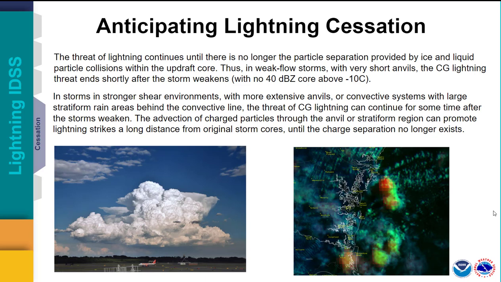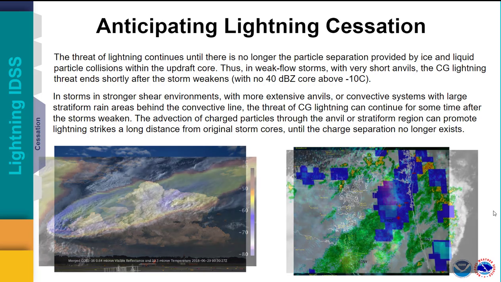So the threat of lightning continues until there is no longer particle separation resulting from ice and liquid particle collisions within the updraft core. In weak flow storms with very short anvils, the lightning threat likely ends 10 to perhaps 20 minutes after the storm weakens, possibly sooner at times, as the setup of charge separation diminishes.